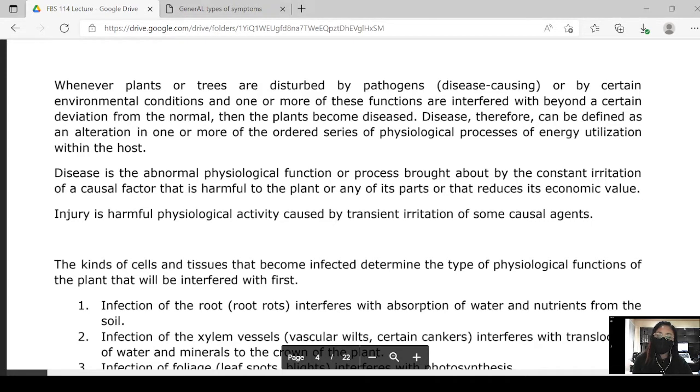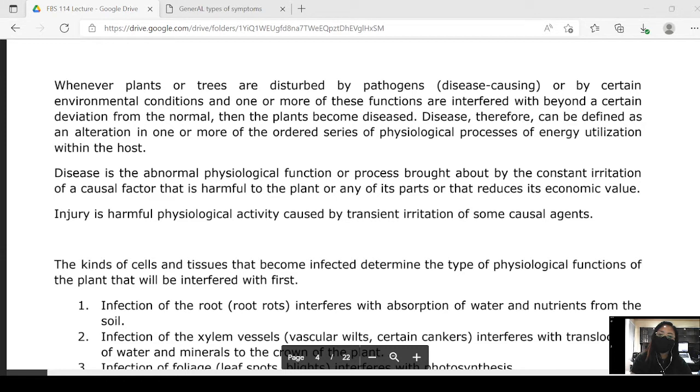And we have injury. When we say injury, it is a harmful physiological activity caused by transient irritation. Injury is more of an abiotic cause as compared to disease, so its cause is non-living. For example, during thinning or pruning, where pruning is the cutting of a part of a tree, it can cause injury like a wound in your plants or trees. And this injury can still lead into a disease.